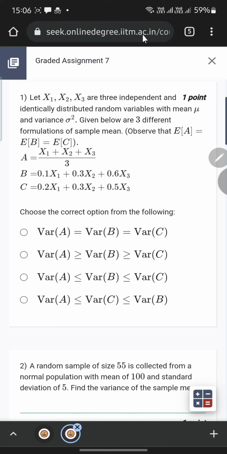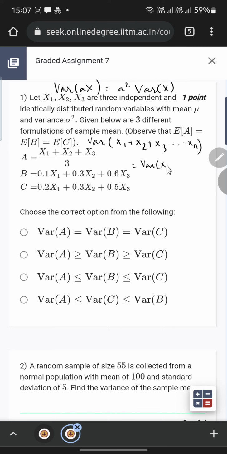So, getting to the point, to find the variance here, we will use the formula: variance of aX is equal to a square times variance of X. And for independent identically distributed random variables, we already know that the variance of x1 plus x2 plus x3, and so on up to xn, would be the sum of the variances of the individual random variables: variance of x1 plus variance of x2, and this goes up to variance of xn, right?